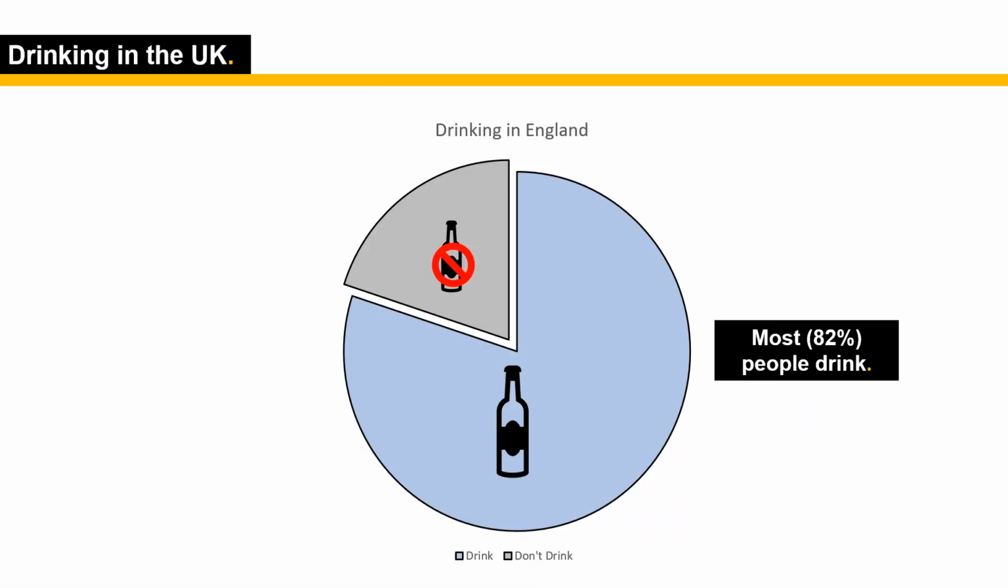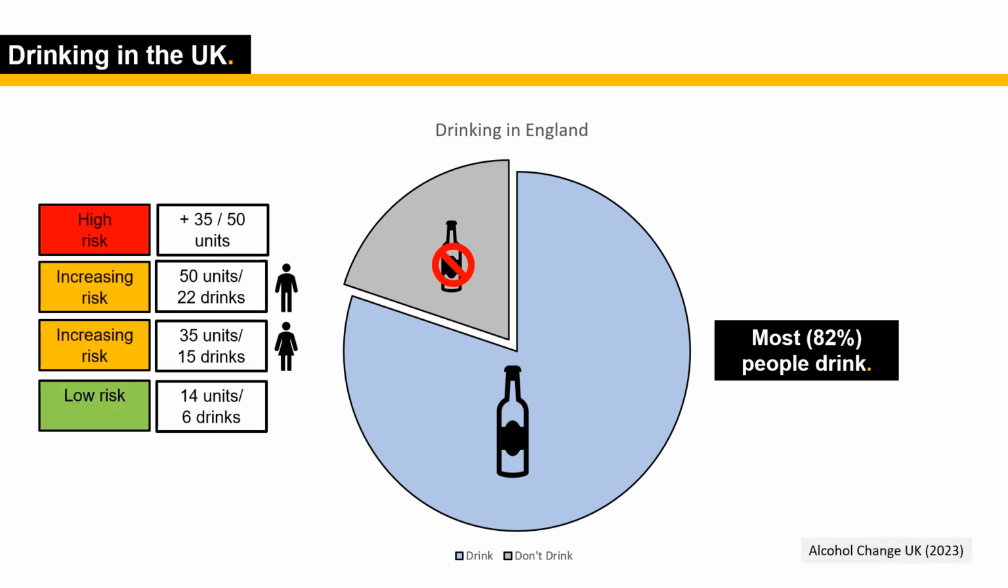And to explain that, we're going to go back to this. Again, this is the diagram showing you how many people drink. In England, 82% of people do. What we're going to look at now is how many people drink at high risk levels, increasing risk levels, and low risk levels.